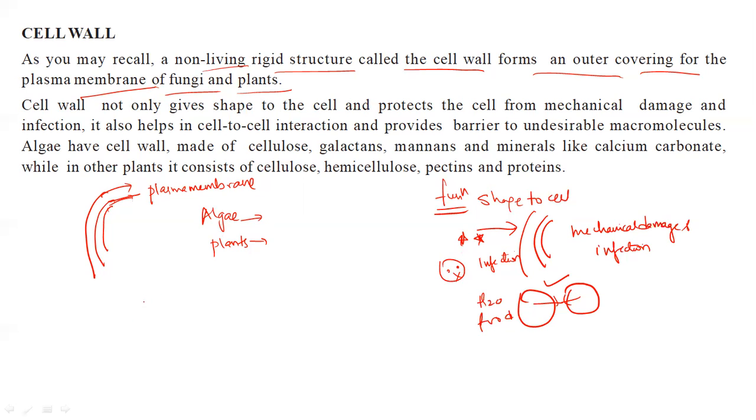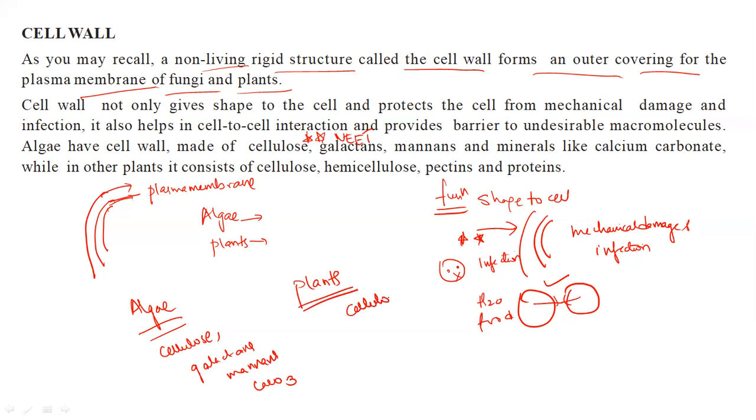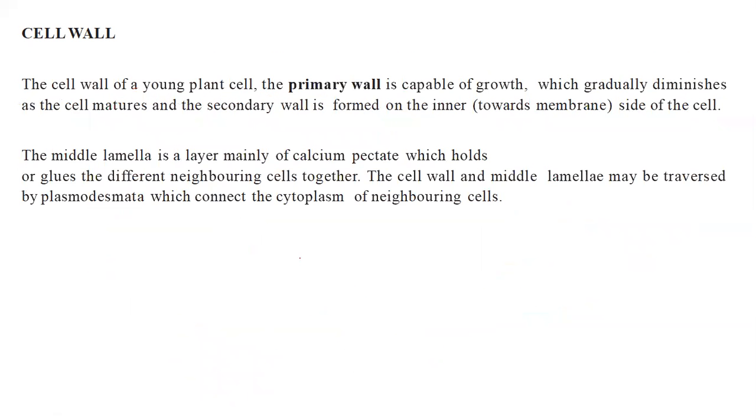How is the cell wall in algae different from that of plants? This is a NEET question which has been asked. Algae have a cell wall made of cellulose, galactans, mannans, and minerals like calcium carbonate, whereas plants have cellulose, hemicellulose, pectins, and proteins. Here you can see that in both of them only cellulose is common, the rest are different. So remember, in algae it is cellulose, galactans, mannans, and calcium carbonate, whereas in plants it is cellulose, hemicellulose, pectins, and proteins.